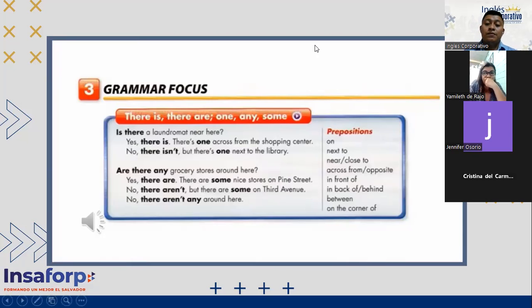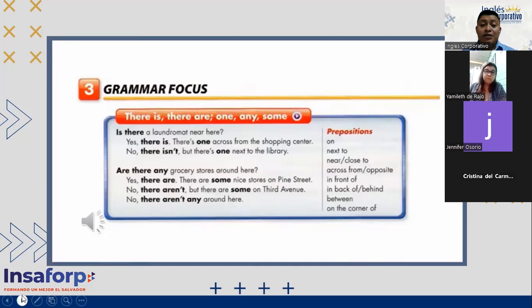Prepositions. On. Next to. Near. Close to. Across from. Opposite, in front of, in back of, behind, between, on the corner of. If you want, do you have any question in this part?